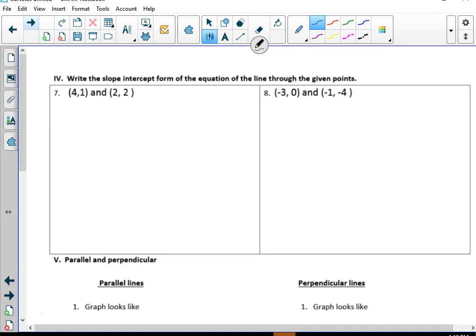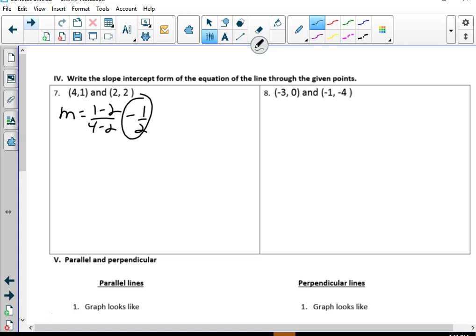Okay. It says write the slope-intercept form. Well, just like we just did, we got to do point slope first. Okay? Don't go chasing waterfalls. Okay. So to do slope-intercept form, we need a slope. We don't have a slope yet. So, m equals 1 minus 2 over 4 minus 2. That's negative 1/2. There's my slope.